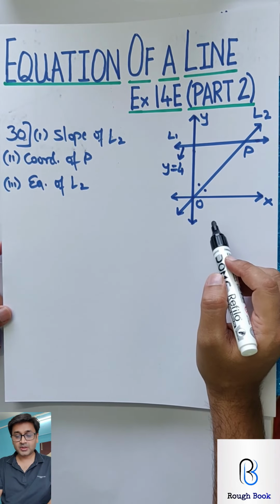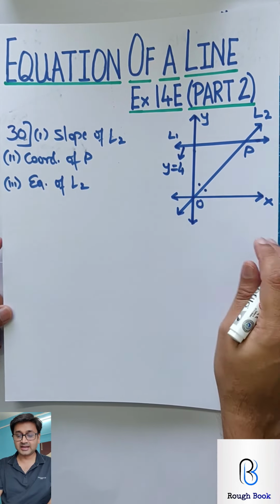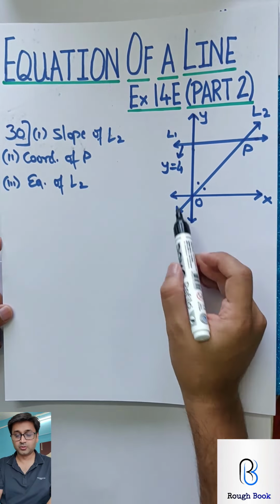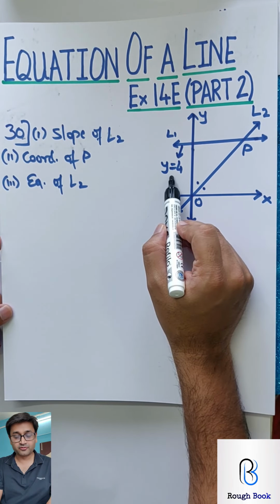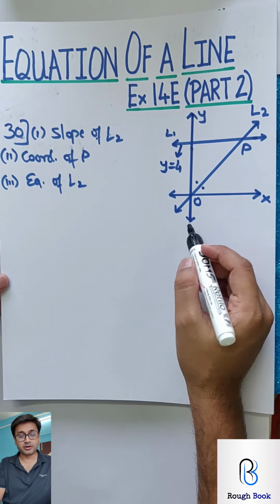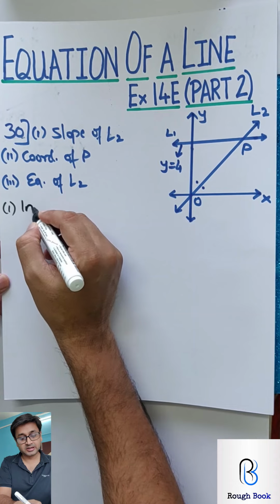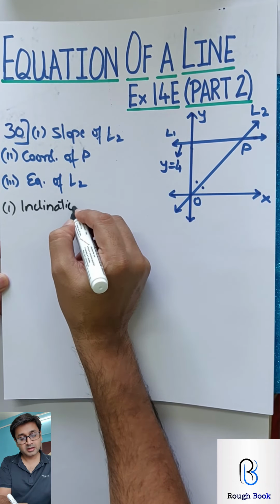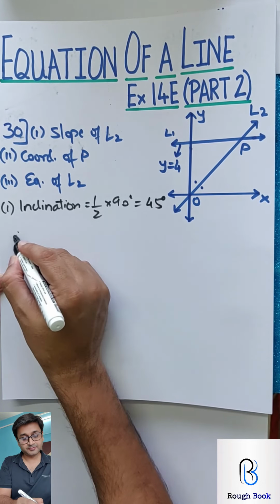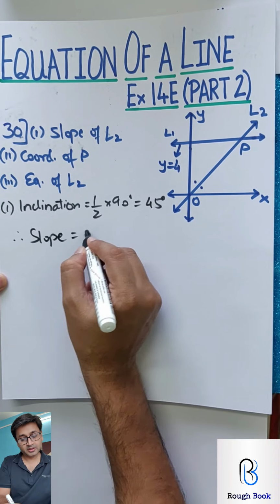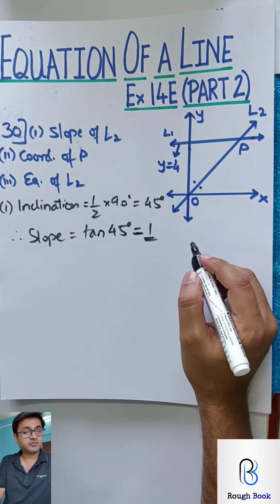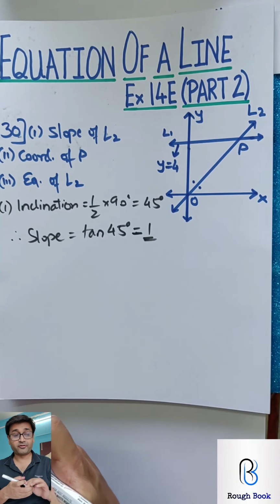So sum number 30 says that this line bisects angle O. That means if the entire angle is 90, each part will be 45. I have given you the clue. Equation of L1 is y is equal to 4. Your first target is to find the slope of L2. I have already given you the inclination, so go about it. For the first part, inclination is equal to half of 90. So that should be 45, and therefore slope is equal to tan 45. How much is tan 45? 1. So we managed to get the value of the slope for L2.